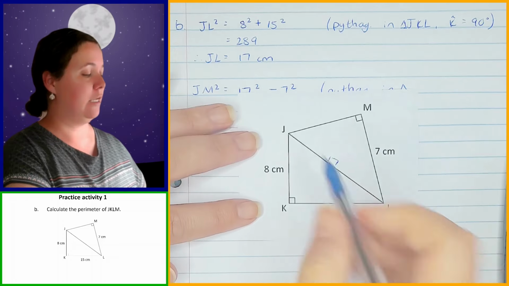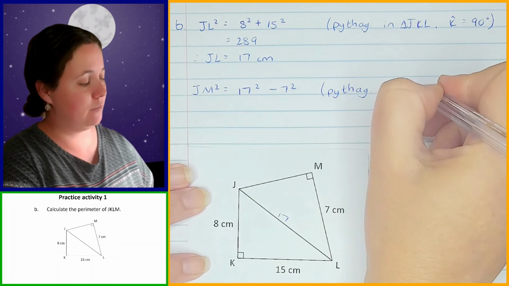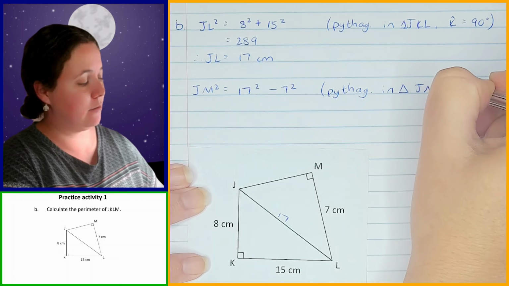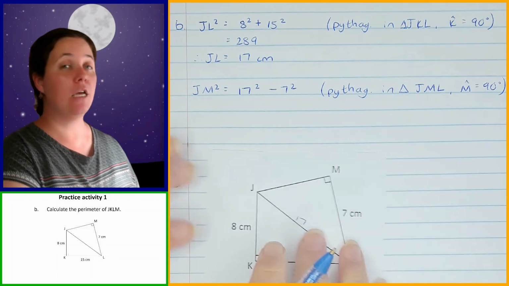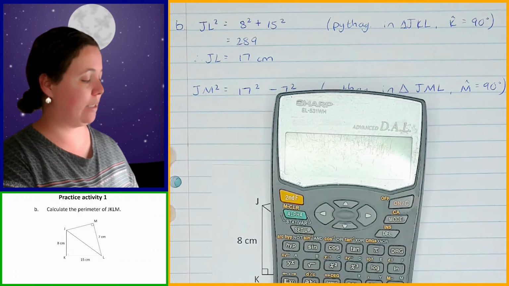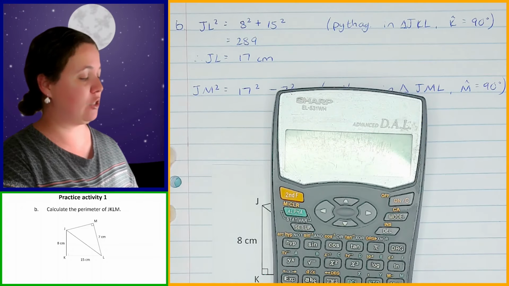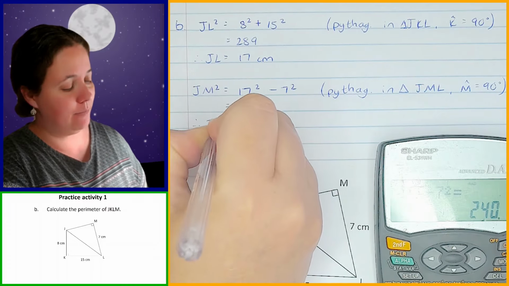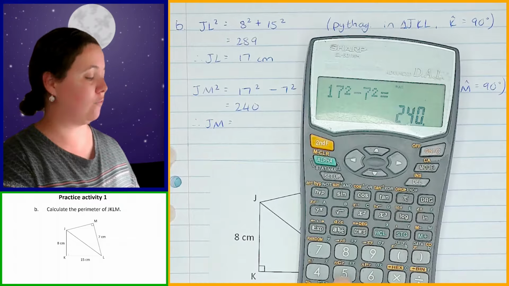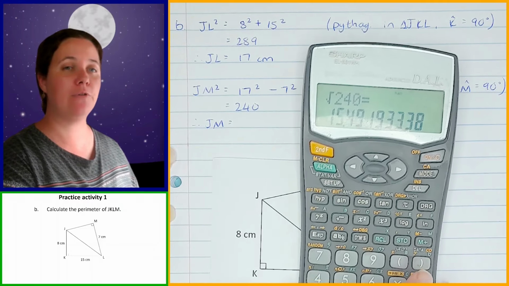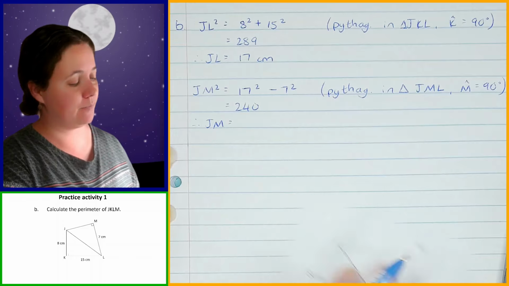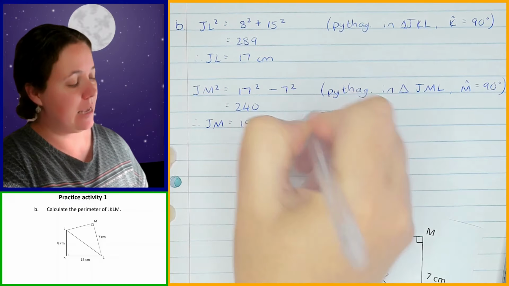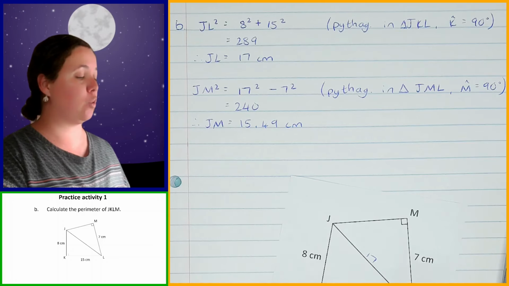In triangle JML, with angle M equal to 90 degrees. Okay, so now let's go and work that out. So I've got 17 squared minus 7 squared, that gives me 240. So therefore JM is equal to the square root of 240. And that gives me 15.49. And that's 15.49 centimeters. Now I'm not finished with the question yet, because the question wasn't to work out JM.